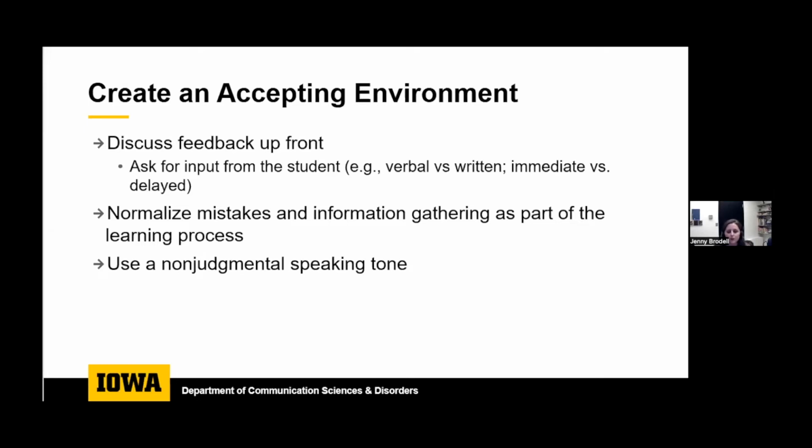So essentially, we want feedback to be viewed as educational rather than punitive. Helping them learn and think critically about what they're doing is our main goal, so that then eventually they can independently recognize and know how to implement changes or continue things that they're doing.